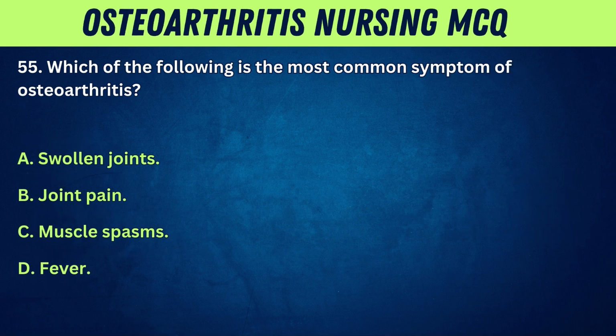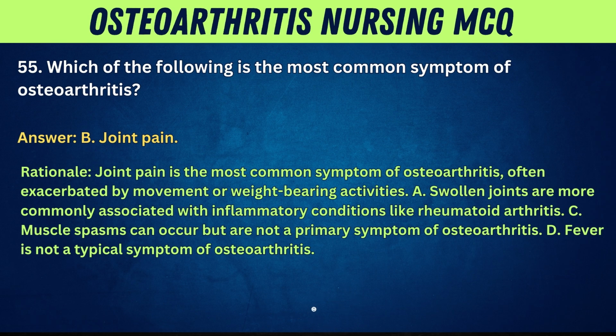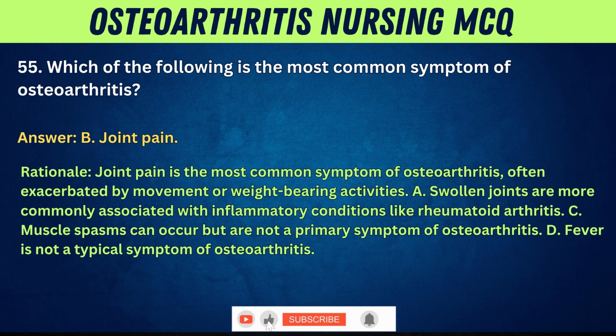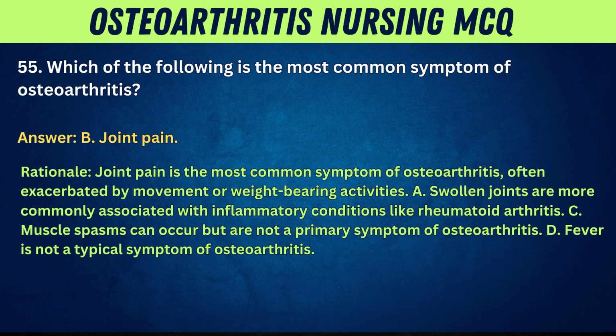55. Which of the following is the most common symptom of osteoarthritis? A. Swollen joints. B. Joint pain. C. Muscle spasms. D. Fever. Answer: B. Joint pain.